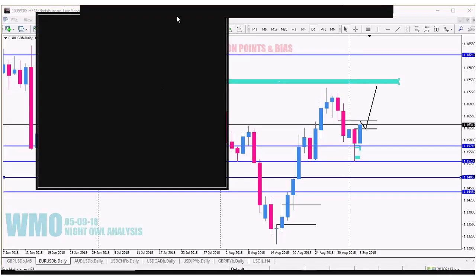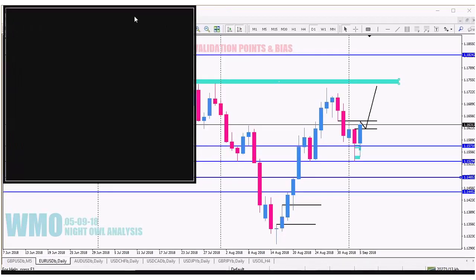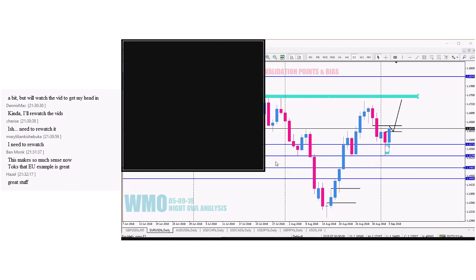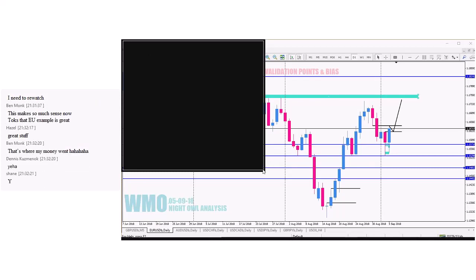Can you all still see the screen? Can you see the chart? Okay, cool.